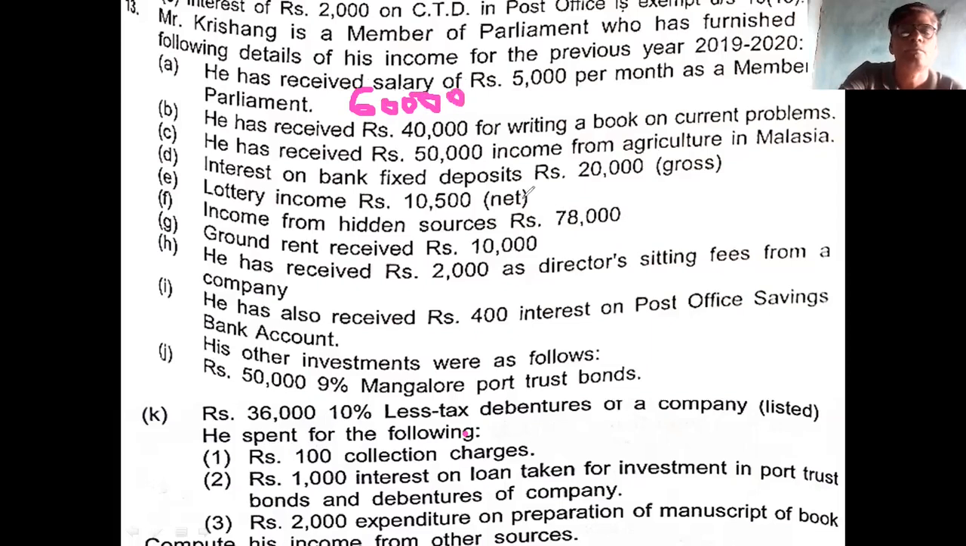Then second, he has received 40,000 for writing books on current problems. That means 40,000 received for writing a book on current problems. This is the royalty received. So the second point is 40,000 rupees. That is point B. You write it as royalty received 40,000.